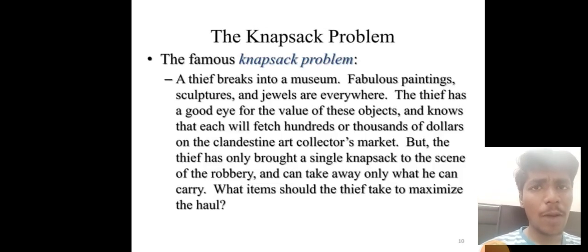What is the knapsack problem? Coming to a glance, a thief breaks into a museum. Fabulous paintings, sculptures, jewels are everywhere in the museum. The thief has a good eye for the value of these objects, and knows that each will fetch hundreds, thousands of dollars in the collector market.